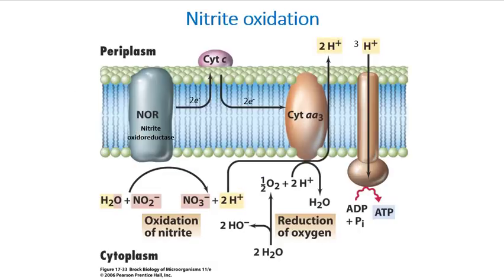Here is a similar view of what is going on inside the cell for nitrite oxidation. Nitrite oxoreductase is responsible for pulling electrons off of nitrite. Oxygen is again reduced to water, and again the electrons are used to create a proton motive force and generate ATP.